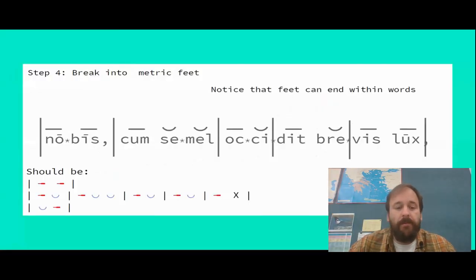That's how we do it. We do it in those steps. Step one, break the words into their syllables. Step two is to check for elisions. Step three is to assign the syllable length, long by nature, long by position, or short. Step four is to break them into their metrical feet, and that's it. That's it. 4 steps to scan Latin poetry. Let me know if you have any questions.